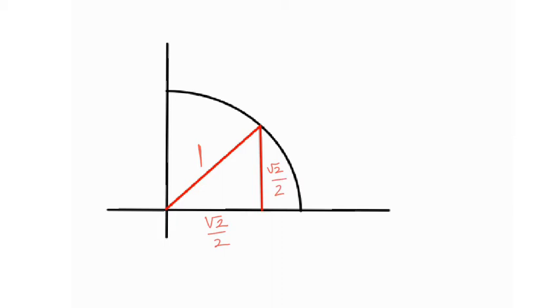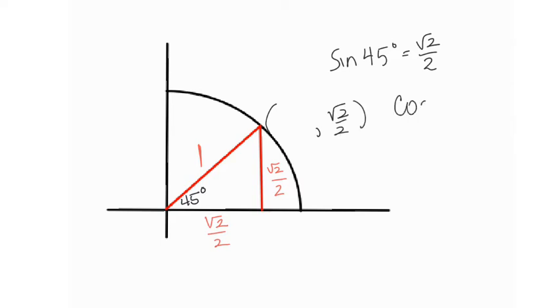So when we're thinking about sine, cosine, tangent of 45-degree angles, the sine of a 45-degree angle on our unit circle is going to be opposite, square root of 2 over 2, over hypotenuse, which is 1. Well, we don't really have to do that. It's just square root of 2 over 2, or the y value.